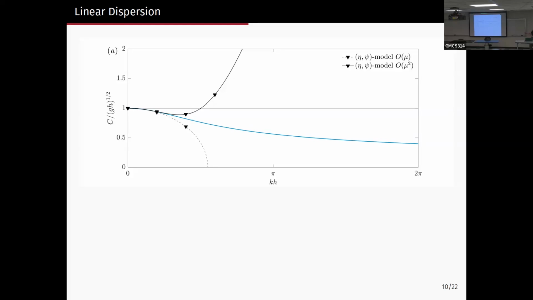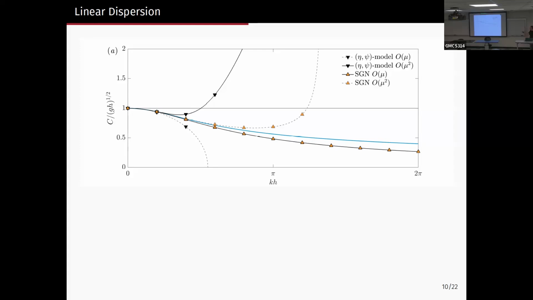The black line is an asymptotic model that you get if you do asymptotics and you keep your variables eta and psi, and you see that it diverges very quickly. If you go one order further and calculate the dispersion relation, you will see that the speed of propagation becomes negative. So you have an instability.